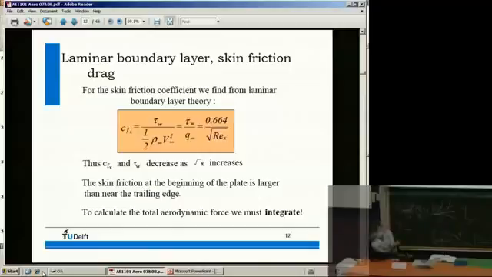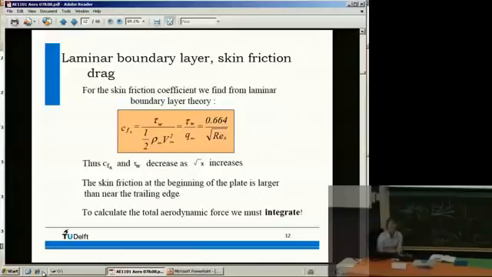We divide over x, right? Over square root of x. So if you divide by a large number, it's small, and if you divide by a small number, it's large. So at the end of the plate, it's much smaller than at the beginning of the plate. This has to do with the growth of your boundary layer thickness, actually. So CF and tau W decrease as square root of x increases.